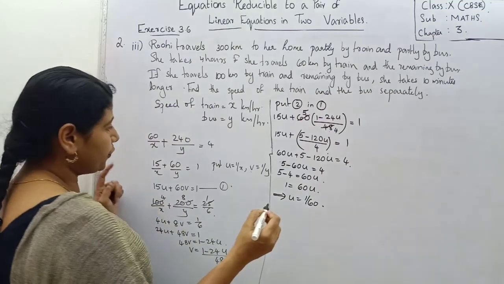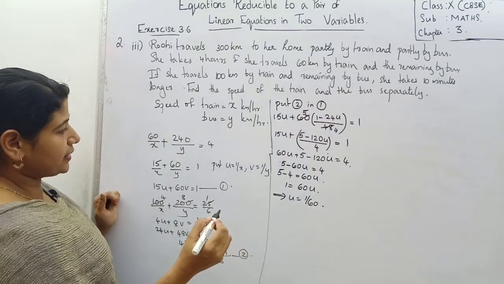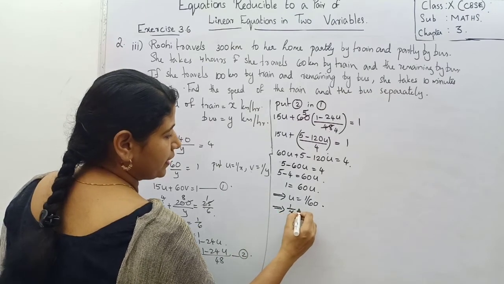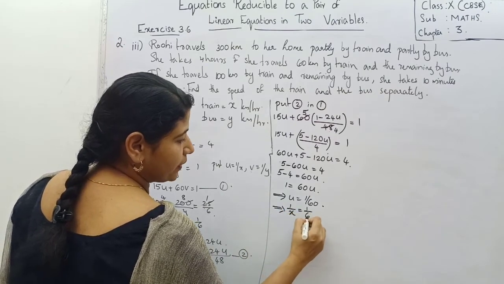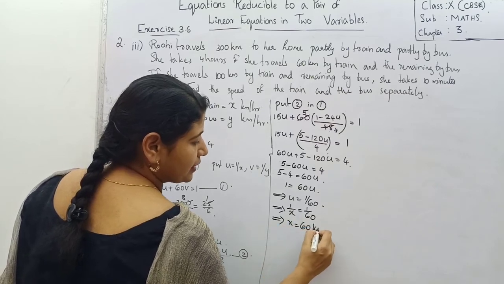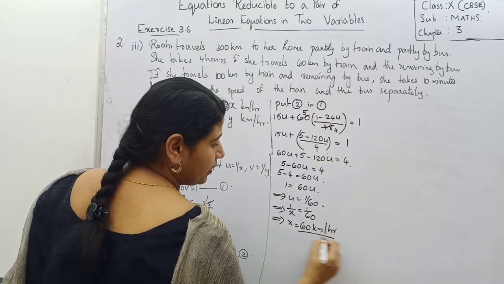As we know, u is 1 by x, isn't it? Since u equal to 1 by x, we can write 1 by x equal to 1 by 60, which implies x equal to 60. That means 60 km per hour.